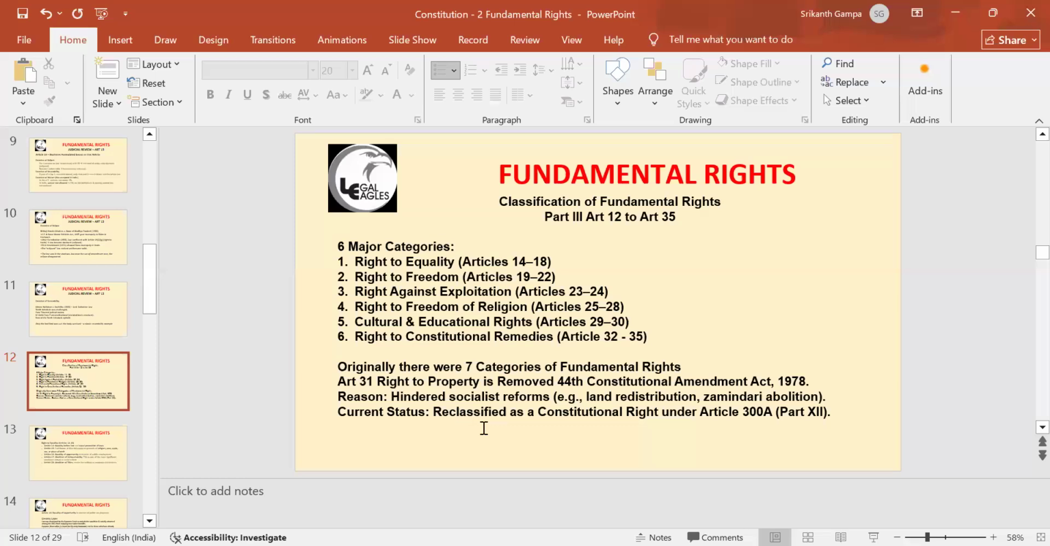Again, it is reclassified as Article 300A. It is not your fundamental right. It is your limited right. So that Article 31 is removed.